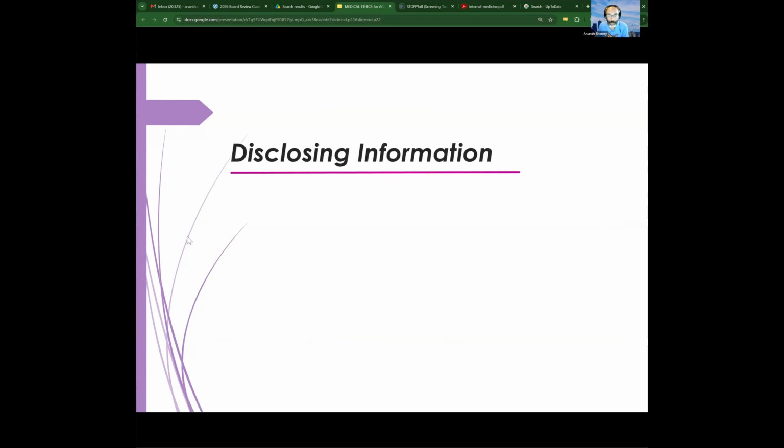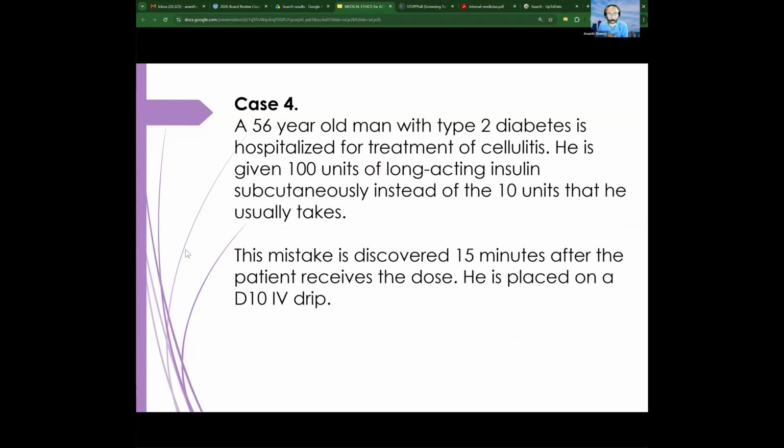We're going to transition now to talk about disclosing information. So our next case, and notice this says case four, is because I've skipped one of the cases. You will see it if you review the slides, and the answer to that question is also at the end of the talk. But for case 4, we have a 56-year-old man with type 2 diabetes, and he's being hospitalized for treatment of cellulitis, given 100 units of long-acting insulin when normally his dose is 10 units.